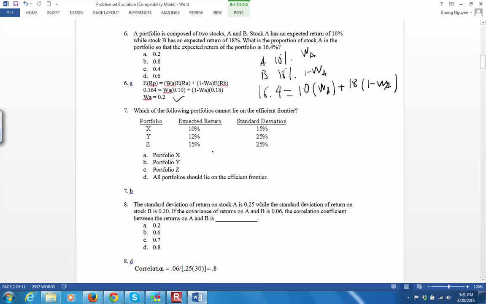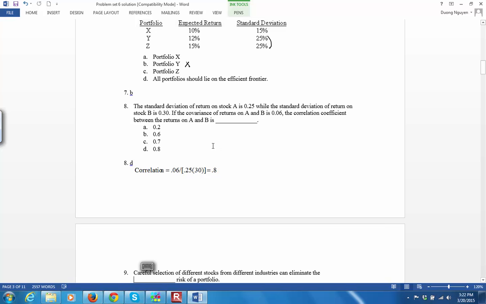If you look at portfolios Y and Z, they have the same standard deviation, 25%. Z obviously gives the investor more return than Y, so portfolio Z is better than portfolio Y. You can tell right away that portfolio Y cannot be on the frontier, because at the same 25% standard deviation, portfolio Z is better. For that reason, portfolio Y cannot be on the efficient frontier.